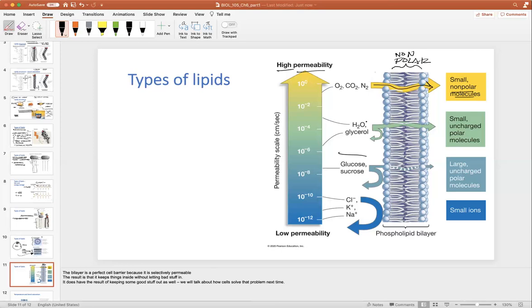Water, on the other hand, is small, but it's charged. So it can sneak between these, but it has a hard time because it also struggles with this interior region here. So you have some water that can sneak through, but not all water can sneak through, okay? In order for water to sneak through, there has to be room in between these molecules so it can get from one side of the membrane to the other. And it's got to move quick because it does not like this nonpolar region here.